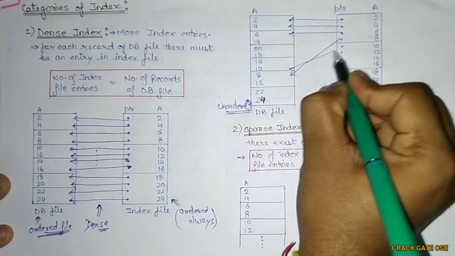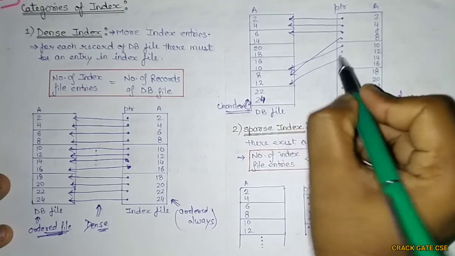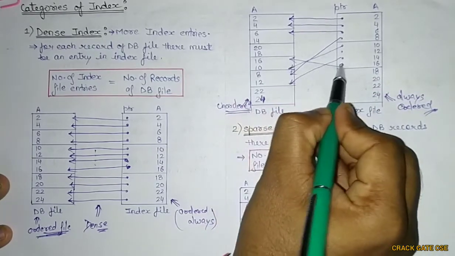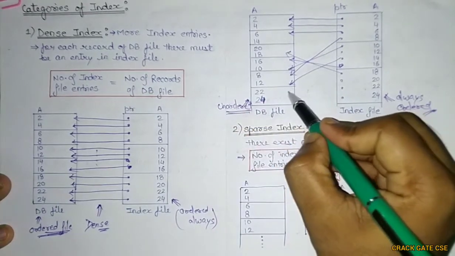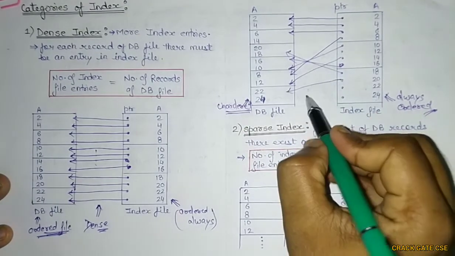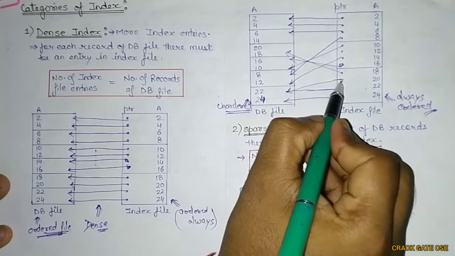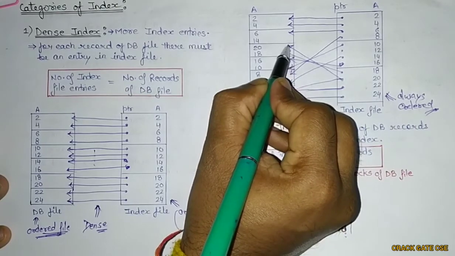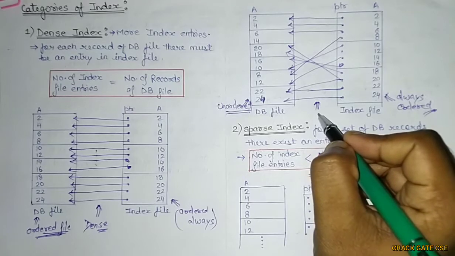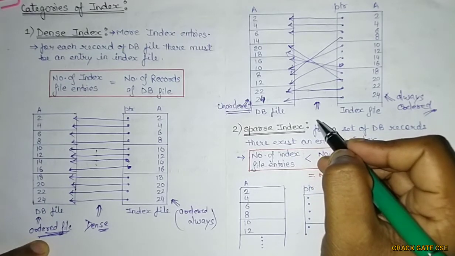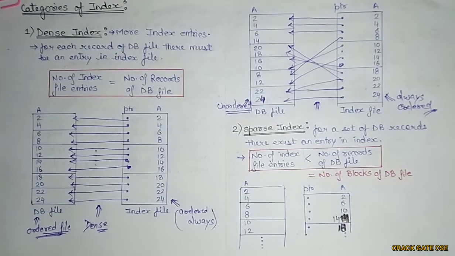Similarly 10 will be here, 12 is here, 16 is here, and 18 is here, 22, and 20, so 20 is here. So here also you can see that the number of index entries or the number of pointers is dense, but the only difference is that this is under an ordered file and this is under an unordered file. So this is always having more number of entries.